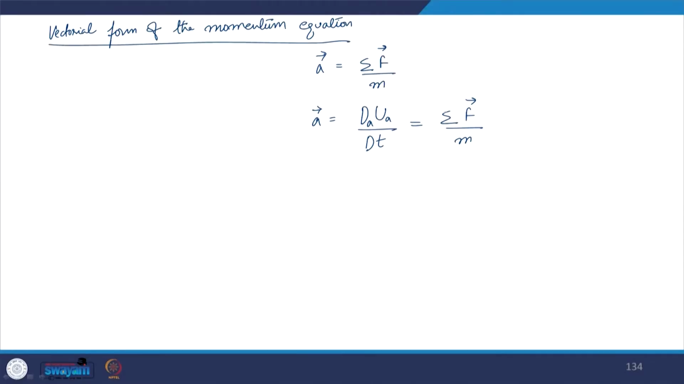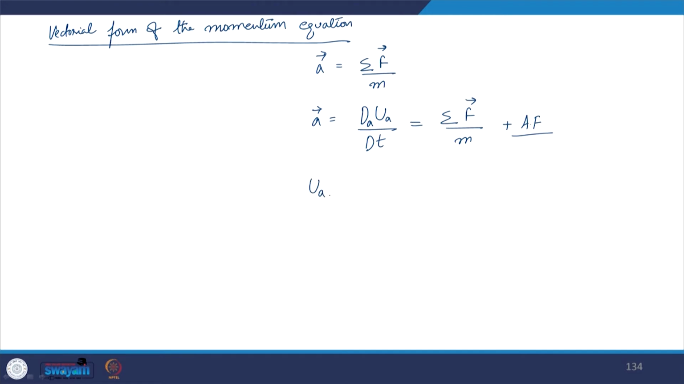So, we have already seen that if we wish to apply this equation as it is to a non-inertial frame of reference, that is a rotating frame of reference in this context, then we need to add the apparent forces on the right hand side. So, this sum of forces must also include the apparent forces. This is the basic idea. Now, let us say u_A is the velocity related to the inertial frame of reference, right. This derivative is with respect to the inertial frame of reference.